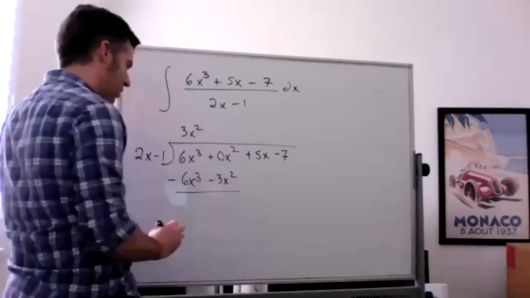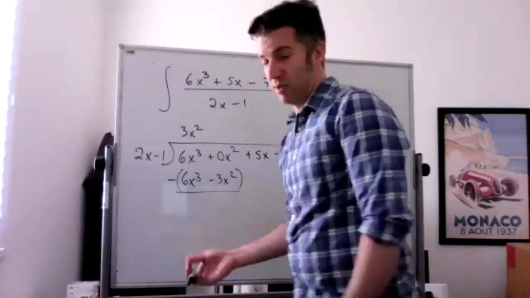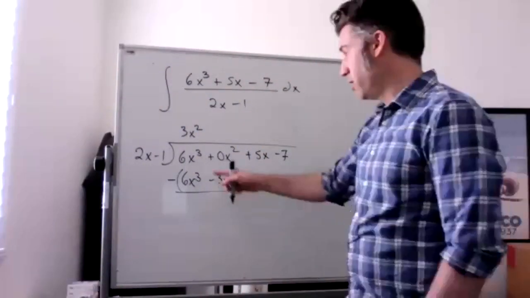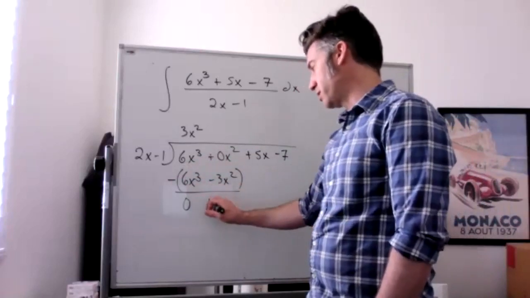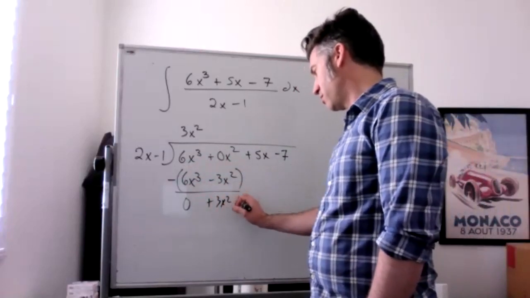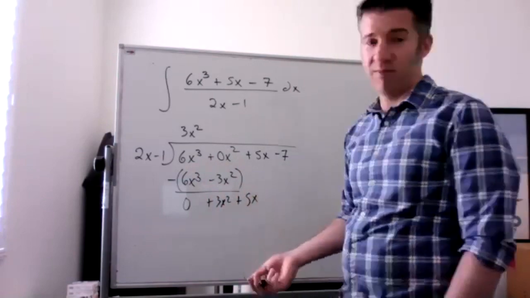Subtract. And let's see, things are going to get a little bit hairy here. That's okay. This minus this is 0. This minus this is going to be plus 3x squared. Bring down the 5x. Okay, so now the numbers are going to get not very nice.